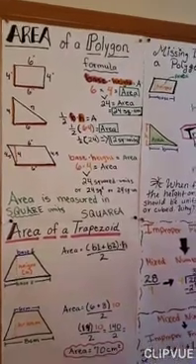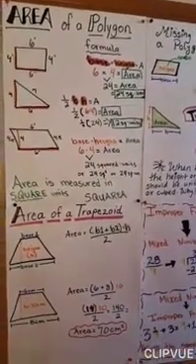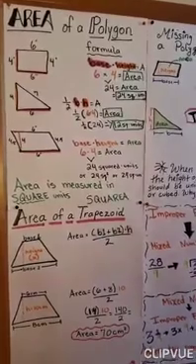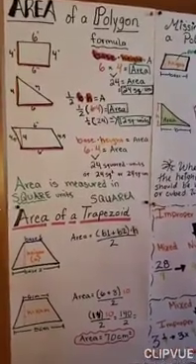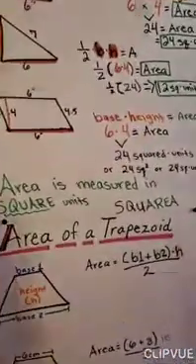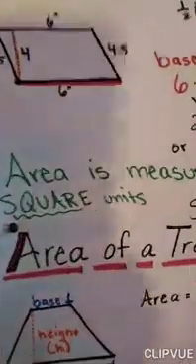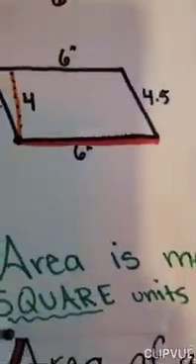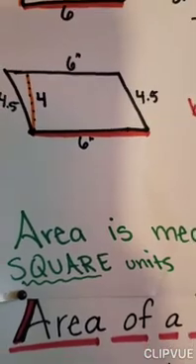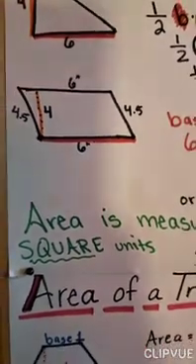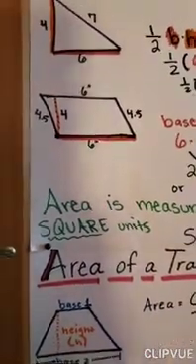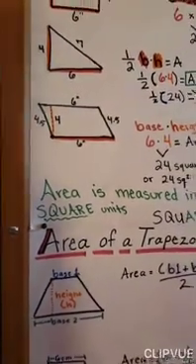Now, how do we calculate the area of a polygon? Well, each polygon has its own formula. Let us focus on a parallelogram, which is this one right here. Now, a parallelogram is finding out its length and width. But for this, you need the base and height.